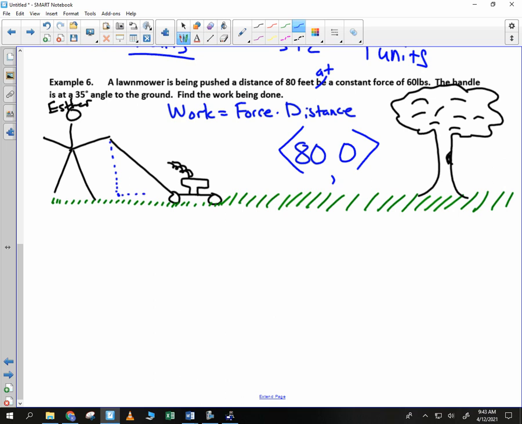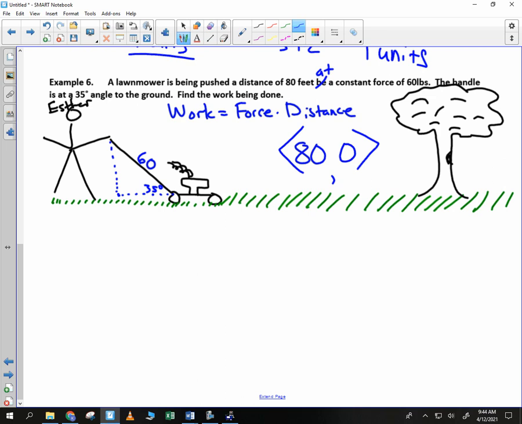All right, so it says that this handle forms a 35-degree angle with the ground. And we are pushing on it with a force of 60 pounds. So the magnitude of this vector is going to be 60. The handle represents the magnitude of the vector. But for the force, we would like to have both vertical and horizontal components of the vector. One of the last things we did the other day is we came up with horizontal and vertical components of the vector.